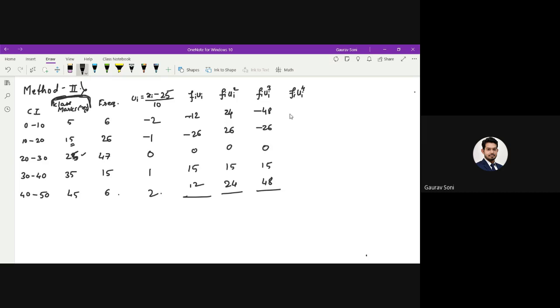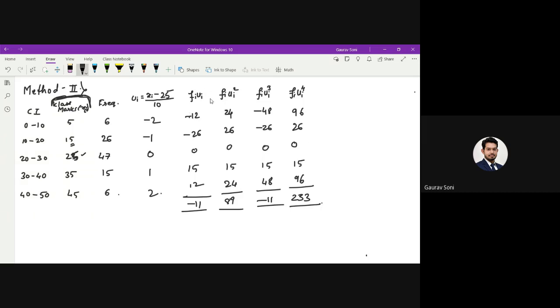The last column is 96, 26, 0, 15, 96. The summations are minus 11, 89, and minus 11, 233. Whose moments are you finding? You are finding the moments of u.